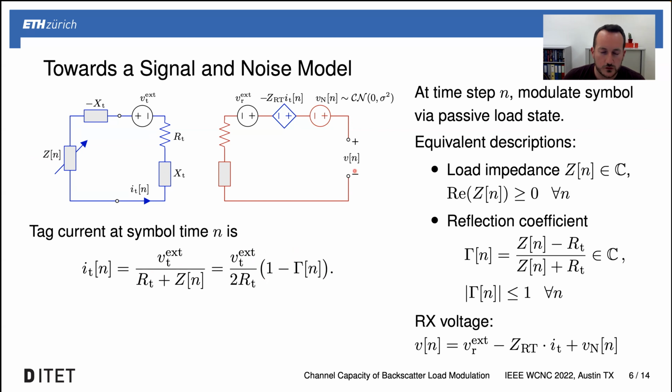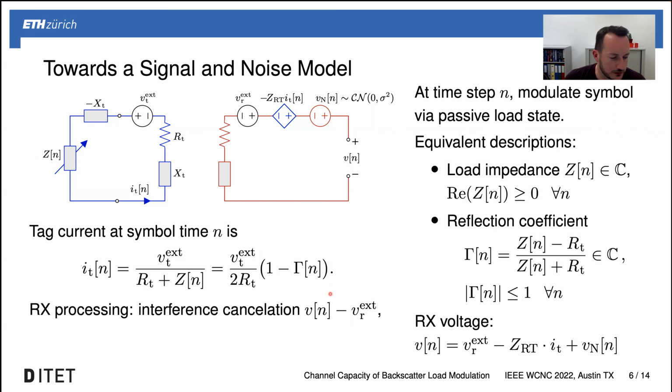And in terms of receive processing, we do the following to obtain a more simple model. We look at this interference cancellation step here. So we subtract this voltage here from the received voltage. This is a bit controversial, but if it's a dedicated EM source, then it's simple. This is just a constant phasor. In the ambient case, you have to decode and subtract afterwards.